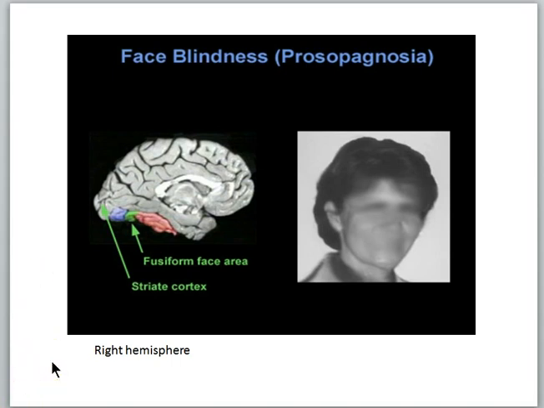So this is an example of how lesion data, so patients with damage to different parts of the brain, can reveal what different brain areas are doing. And lesion data is some of the oldest kinds of data about brain function, and it continues to be very useful today.